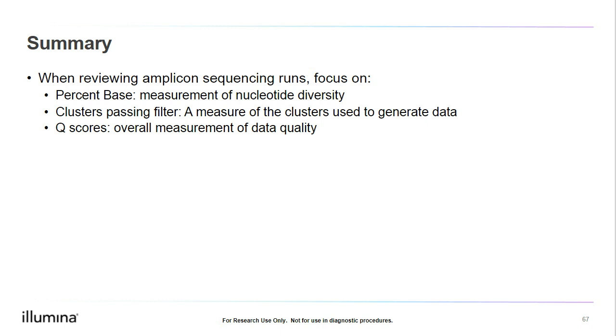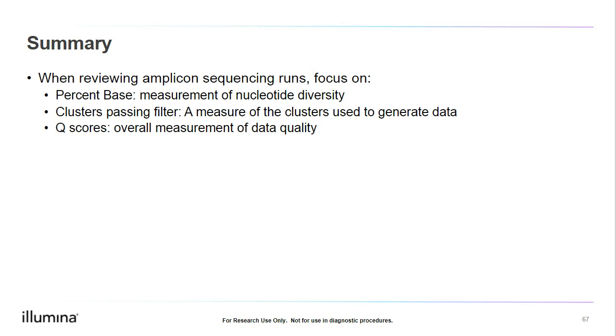We reviewed amplicon sequencing metrics, focusing on the percent base, a measurement of nucleotide diversity; clusters passing filter, which is a measure of the percentage of the clusters on the flow cell that give a pure signal and can be used to generate data; and Q-scores, the overall measurement of data quality.